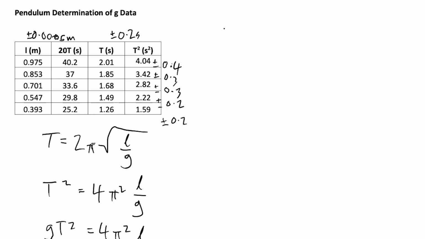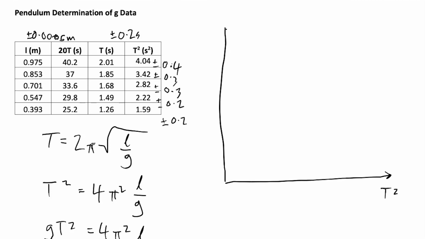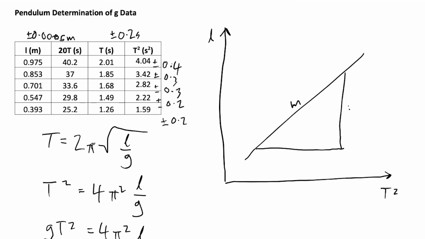So on our graph, what we want is that the gradient will be L over T squared. So I maybe didn't make it as explicit as I should have on the specific heat one, but when we get the gradient of a line, what we actually calculate to get the gradient M is the rise over run, the vertical over the horizontal. So that means you end up doing the y-axis divided by the x-axis.